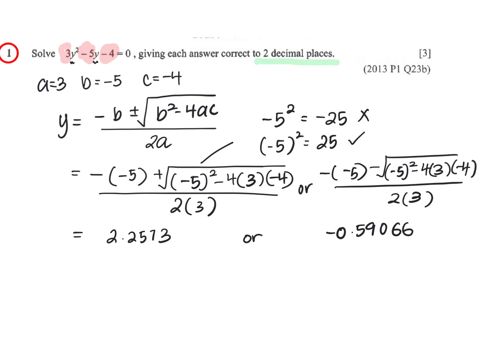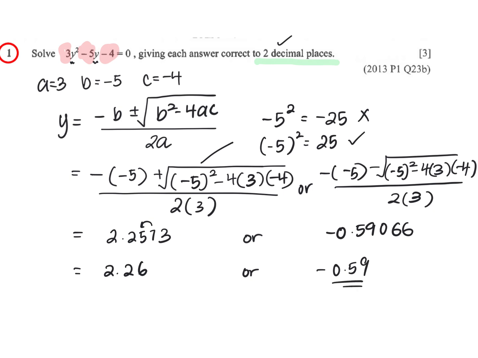Now, students can choose to key the whole thing into your calculator, or you can use your calculator mode for solving equations. Some calculators use mode 3, some use 5 to 2. Some of you will know to use the calculator to double check your answer. In this case, the question says round off the answer to 2 decimal places. So this should be 2.26 or -0.59.